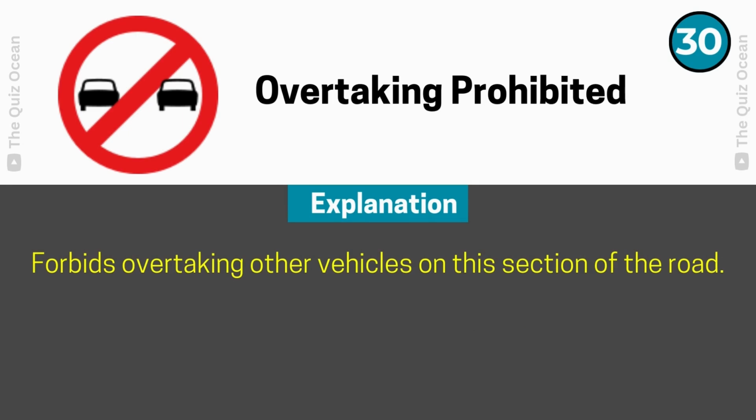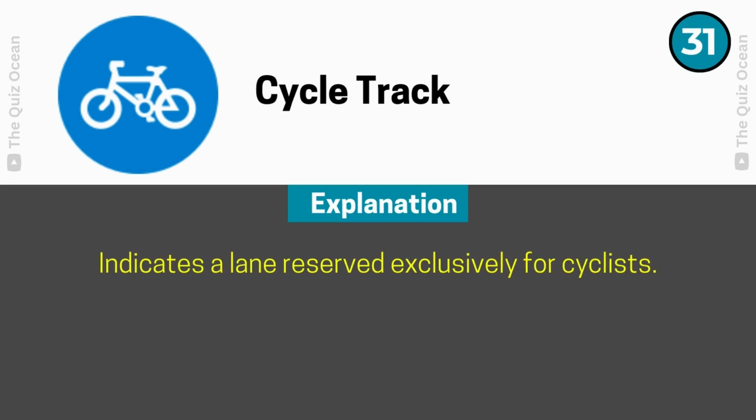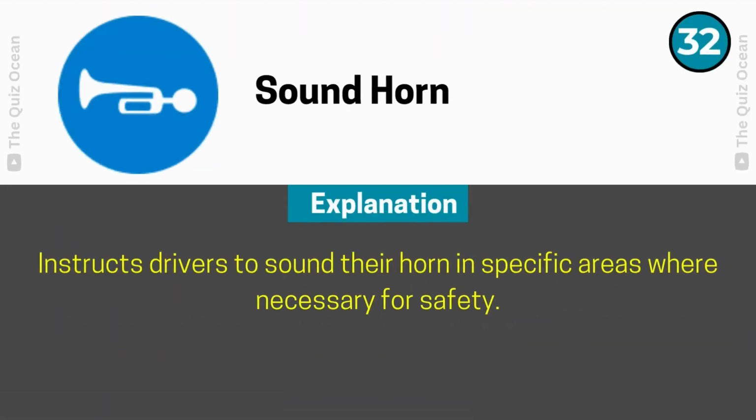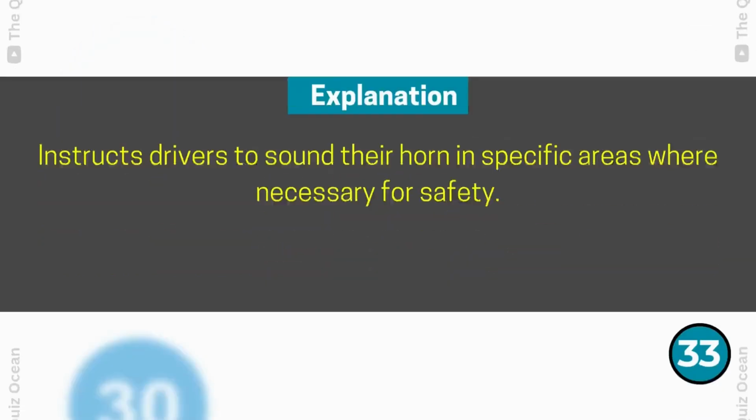Overtaking prohibited sign. Forbids overtaking other vehicles on this section of the road. Cycle track sign. Indicates a lane reserved exclusively for cyclists. Sound horn sign. Instructs drivers to sound their horn in specific areas where necessary for safety.